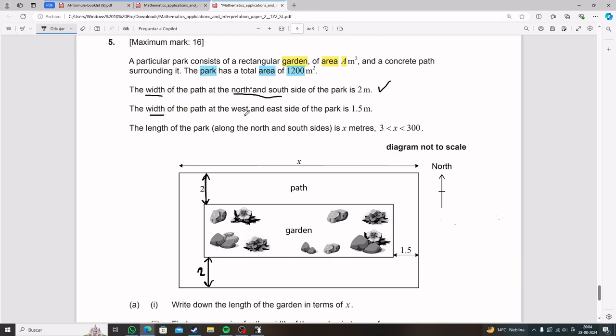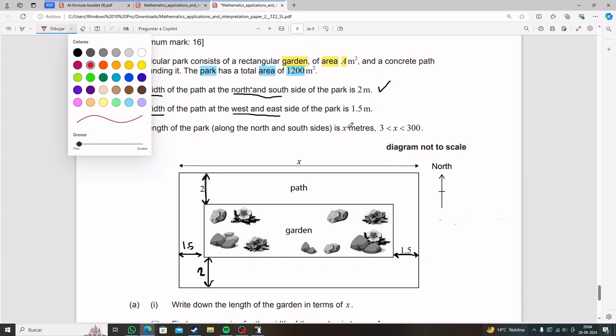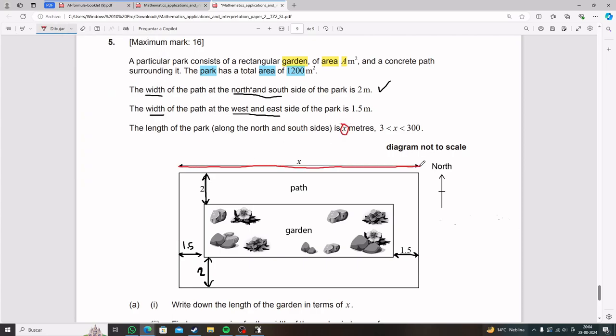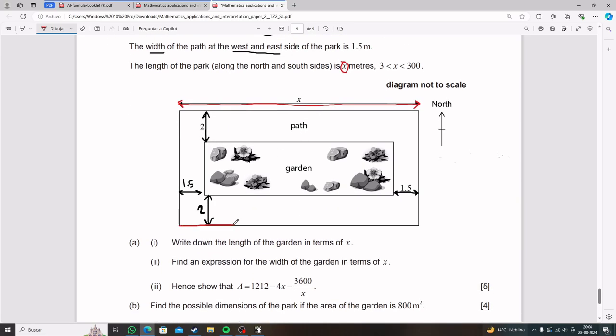And also the width of the path at the west and east side of the park is 1.5 meters. So this 1.5 right here will also be appearing over there. So we have 1.5 on the left and on the right, on the east and on the west. The length of the park along the north and south side is x meters. So this x right here, which is cutting like that, that is what we're calling x. And technically this down here is also going to be x. So that might be important, you never know.